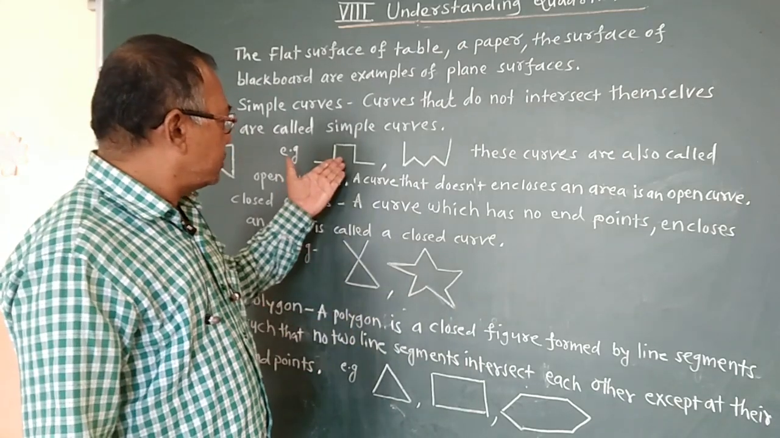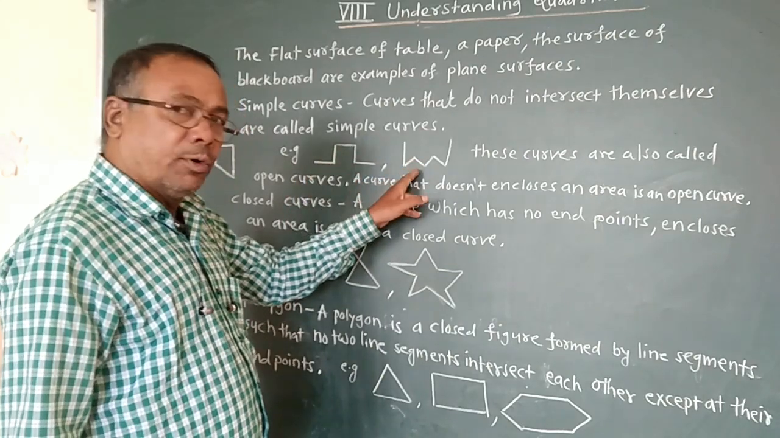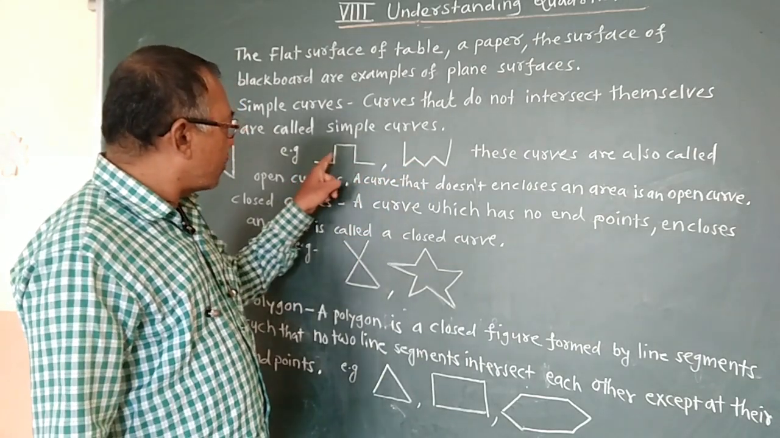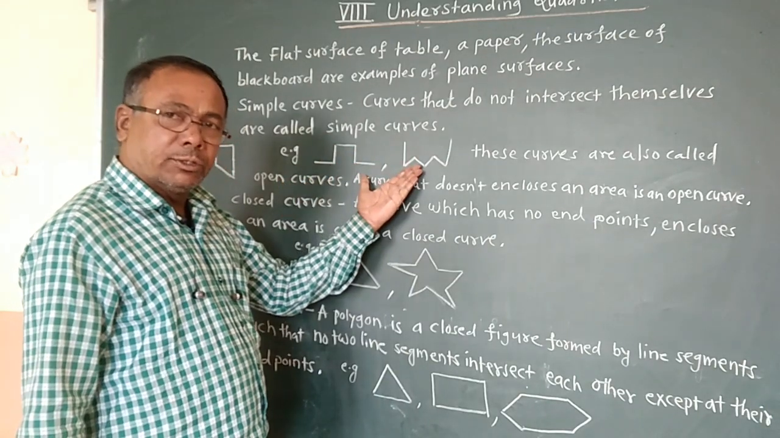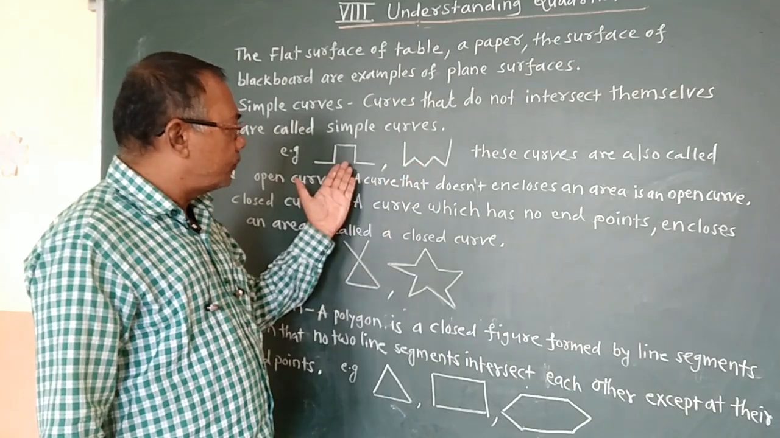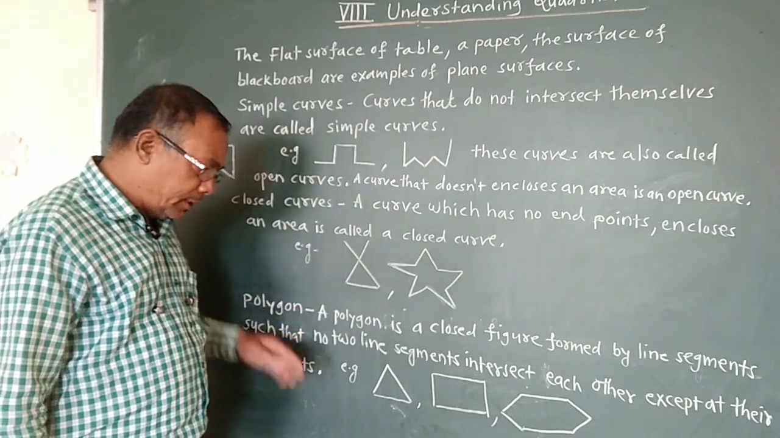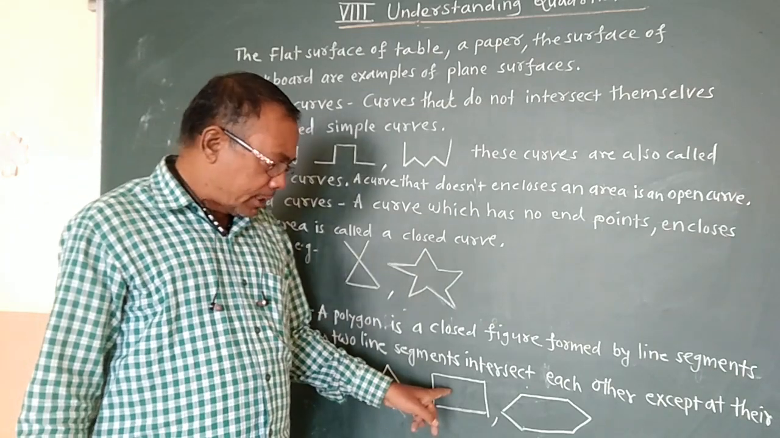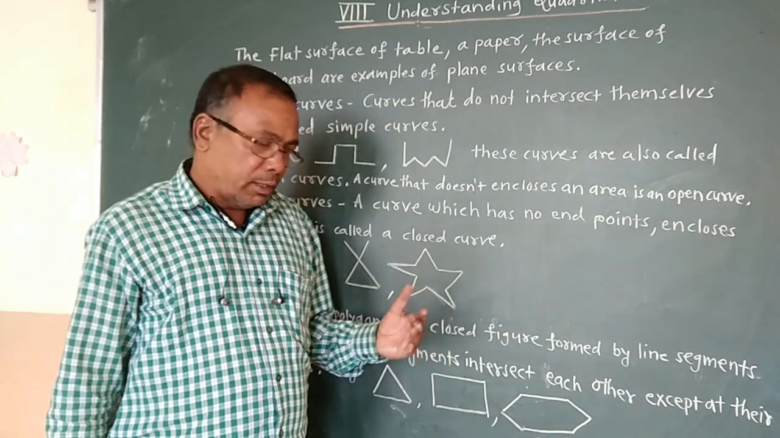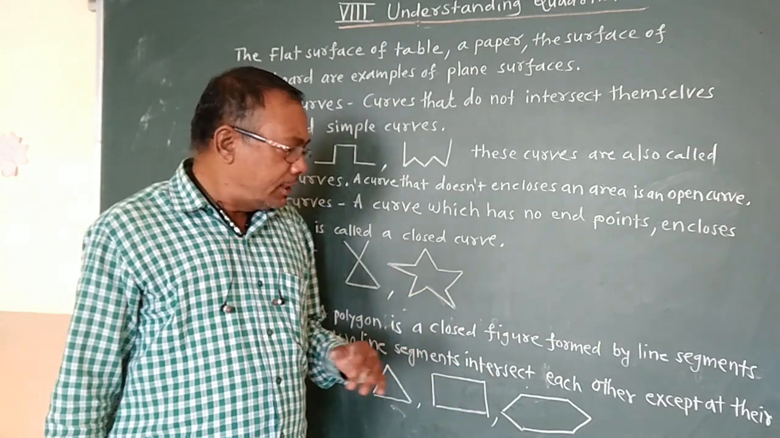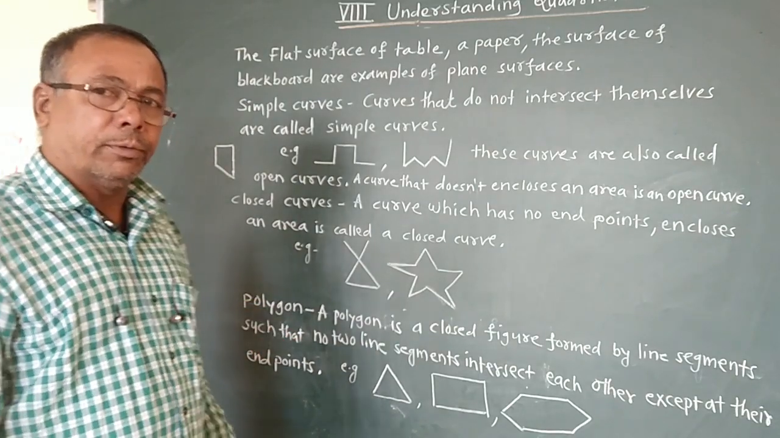Otherwise, these two figures are not polygons, though they are formed by line segments. It is not a closed figure. It is also not a closed figure, and therefore these two figures are not polygons. Here, triangle, quadrilateral, hexagon, pentagon, octagon, etc. are some good examples of polygons.